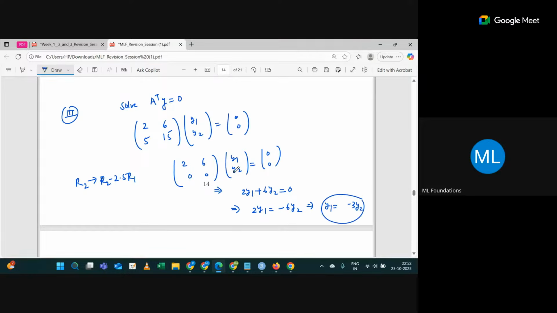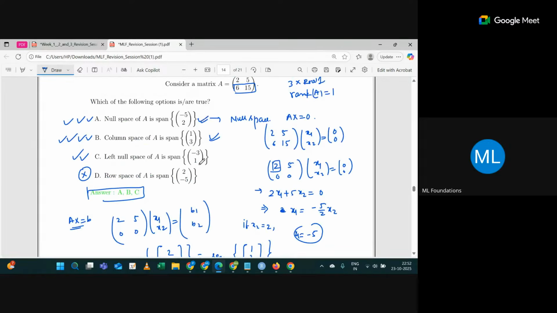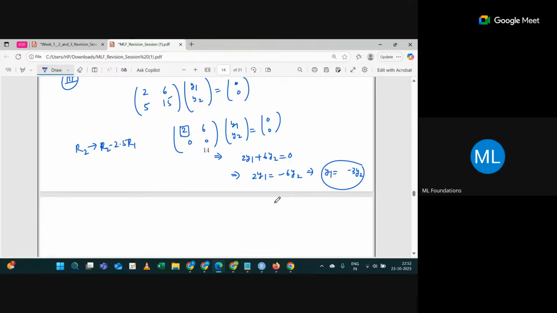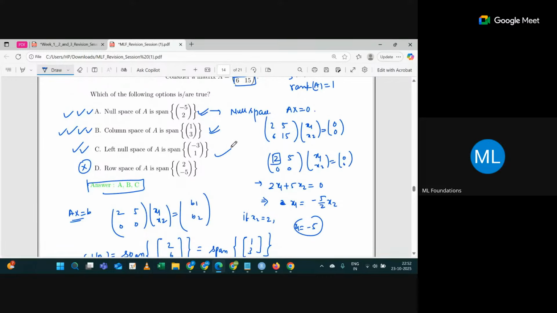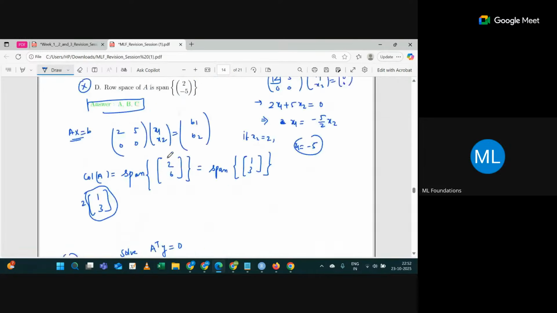Which one is the free variable? The second one, right? So y2 is a free variable. As per the option, I can take y2 as 1. Then y1 is minus 3. So the third option is correct. Is it clear? Yes, sir. It's the span of minus 3, 1.